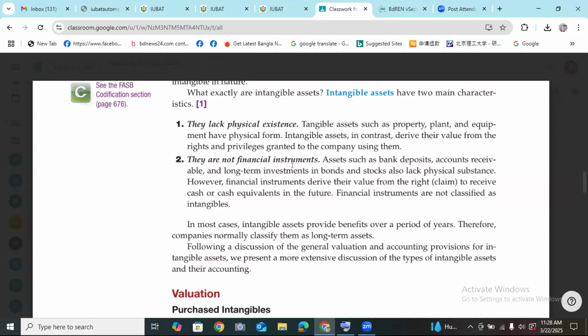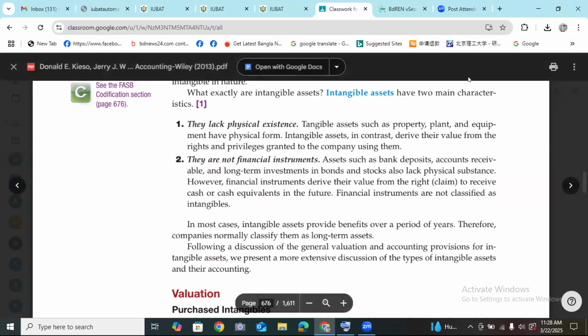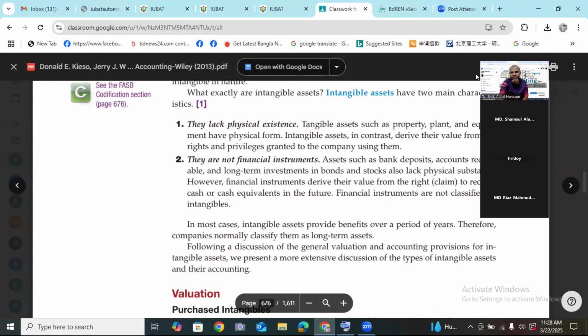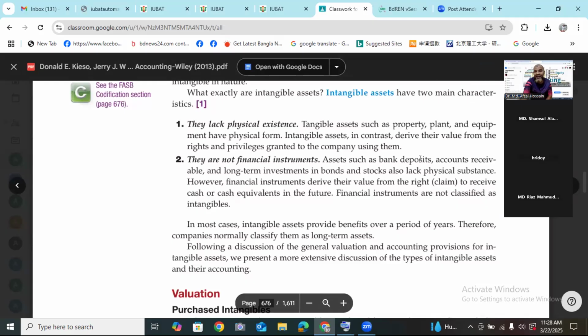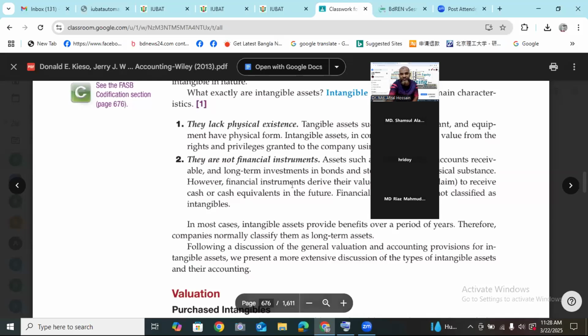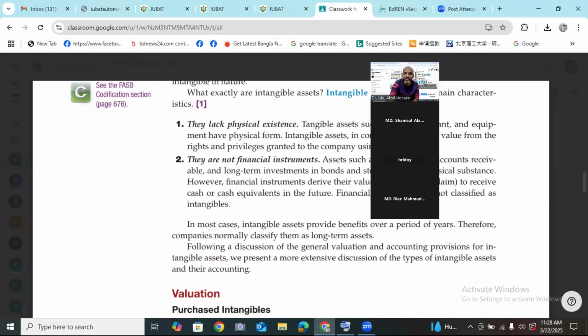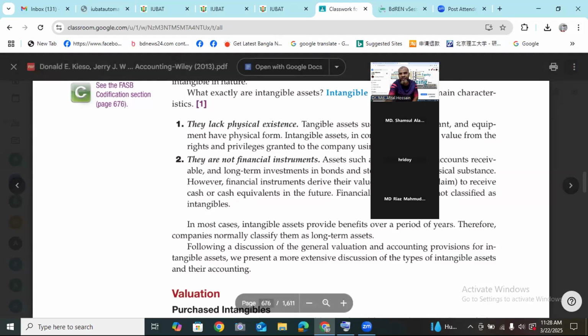Now, another characteristic is they are not financial instruments. Do you know what financial instruments are? Intangible assets are not financial instruments. What is a financial instrument? Financial instruments mean bank deposits, accounts receivable, long-term investments in bonds and stocks, all are financial instruments. But intangible assets are not like financial instruments. Rather, financial instruments are not classified as intangibles.